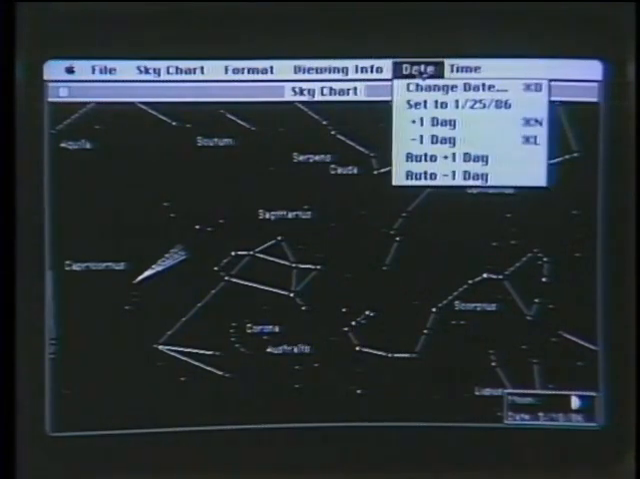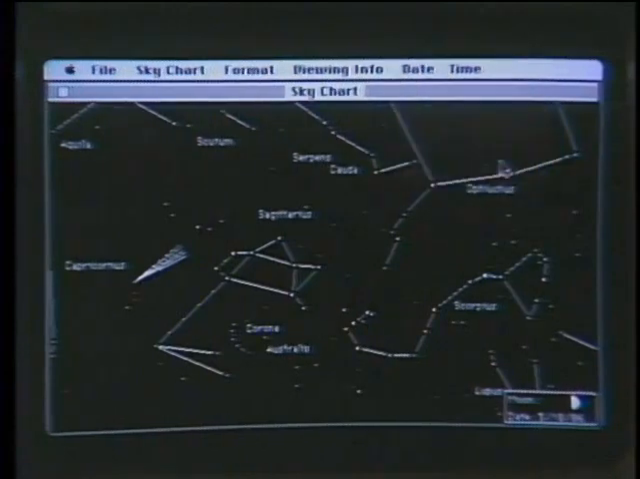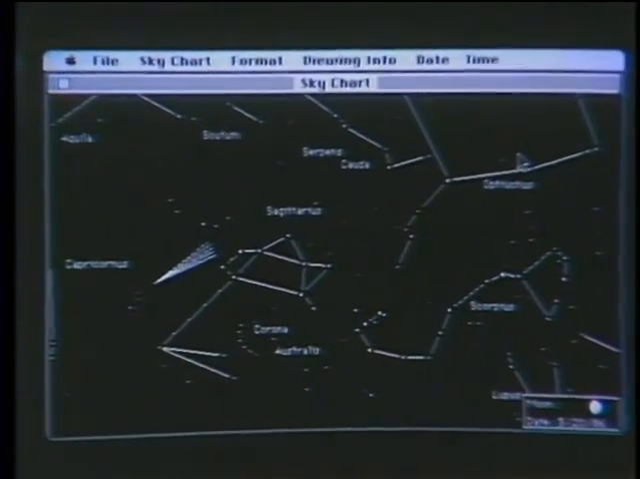I can actually go in here and put it in auto mode, and it'll just click through and show us what the phase of the moon is each day and exactly where the comet is each day, and we can see it moving across the sky there.